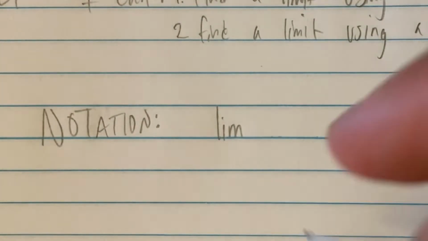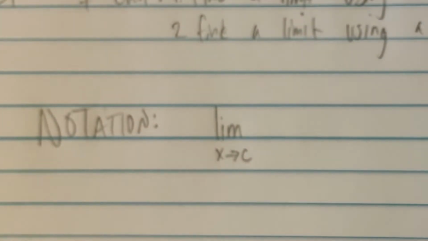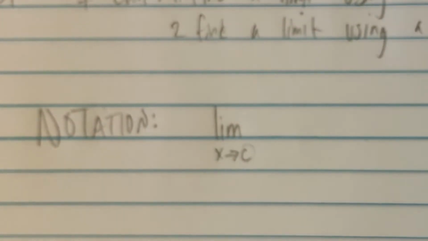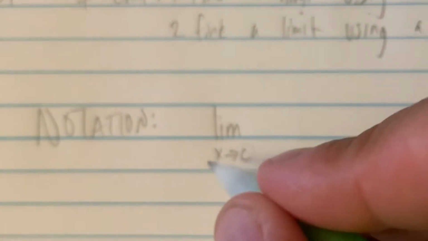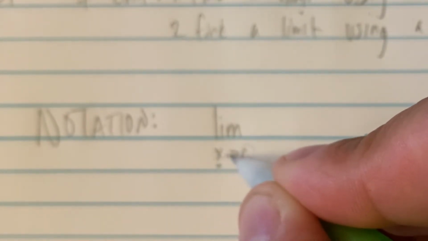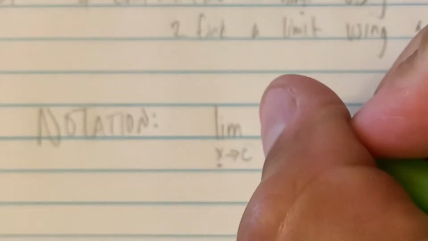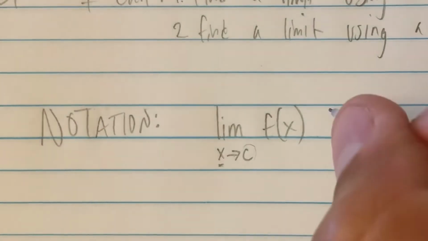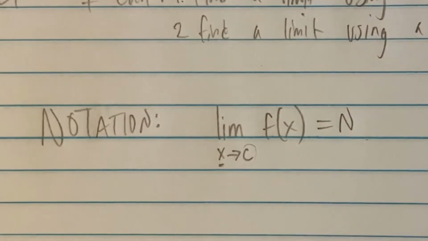So the first thing is that it's abbreviated LIM, which stands for limit. And you're going to read this as the limit as x approaches c. So this c will be a value like 4 or 2 or -3 or 0. And x is going to be your variable that we're using here, and it is going close to this number. What happens to the function as x approaches a particular number, right? And so we're going to say that this is equal to some number n.